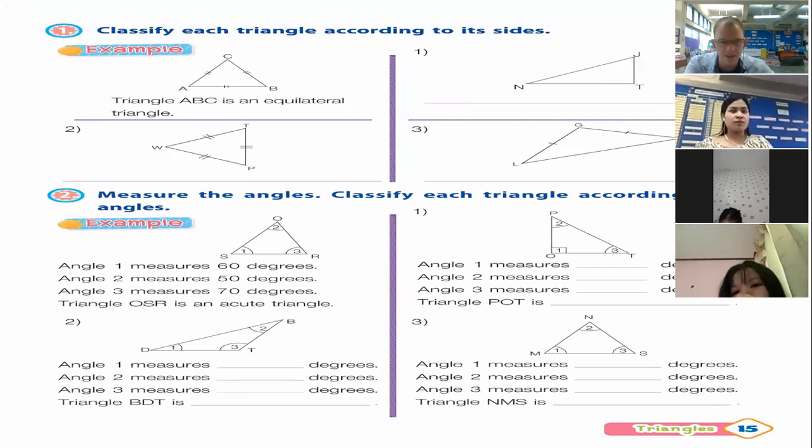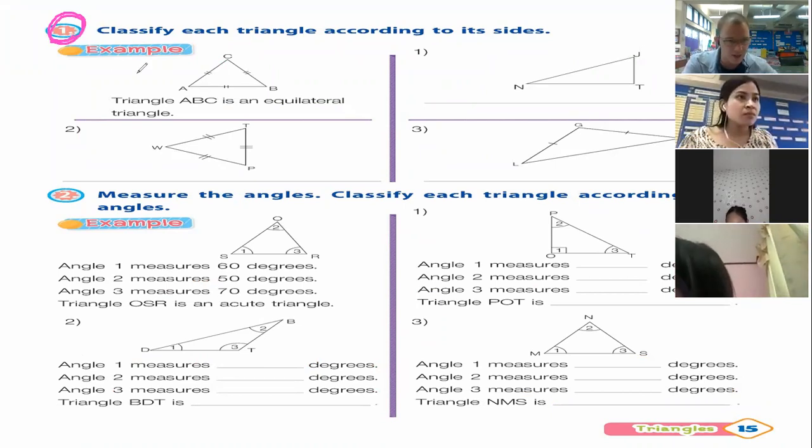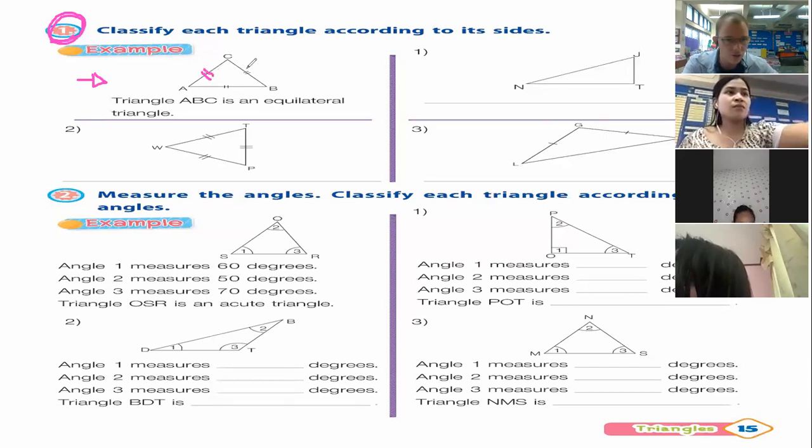So the first one here, they say we have to classify each triangle according to its sides. So number one is for the left-hand side of the previous page, or by sides. They give us an example here. The example is an equilateral triangle. All the sides are the same. Do you see how they show this to us? There are two lines that they draw on each of the sides. These two lines on each side show us that those sides are equal. So what about number one? What type of triangle is number one?